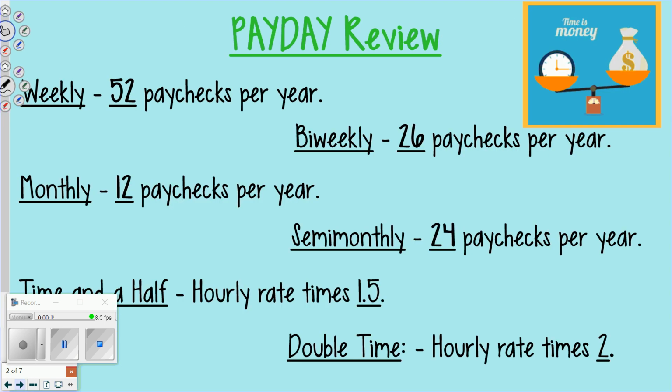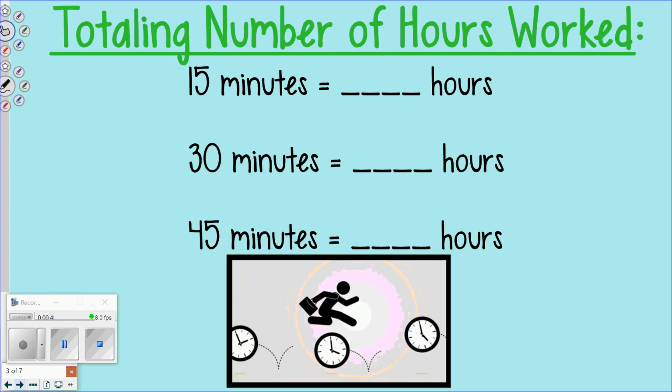So first thing, just to review, weekly is 52 paychecks per year. Biweekly, that's 26. Some of you struggled with that one a little bit. Monthly would be 12. Semi-monthly is 24. Time and a half, hourly rate times 1.5. And double time, hourly rate times 2. All right, that's stuff we learned yesterday.